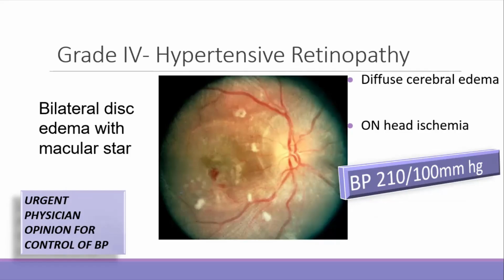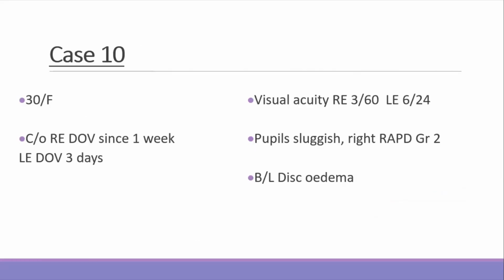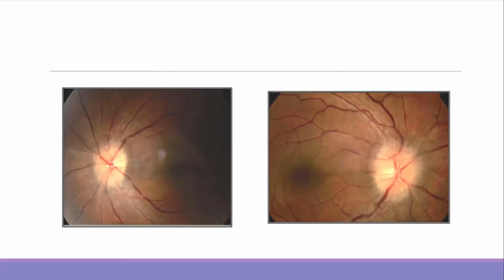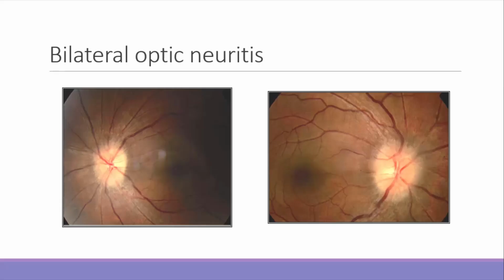All right. And then coming to case 10, a 30-year-old female with right eye decrease in vision since 1 week and left eye since 3 days. The visual acuity in the right eye was 3/60 and left eye was 6/24. Pupils were sluggish with a grade 2 RAPD in the right eye. There was bilateral disc edema. So any idea what this could be? The optic nerve function tests show optic nerve pathology. This was a bilateral optic neuritis.